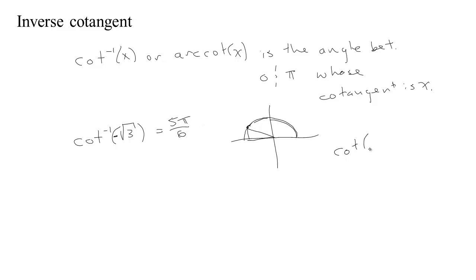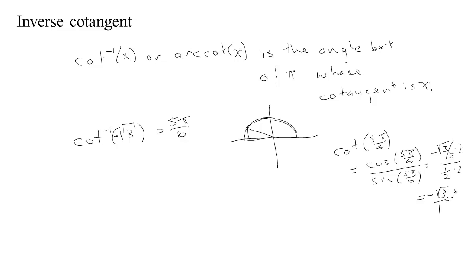Because the cotangent of 5pi/6 is equal to the cosine of 5pi/6 all over the sine of 5pi/6. And we know that the cosine of 5pi/6 is -√3 over 2, and the sine of 5pi/6 is 1/2. If you multiply this fraction top and bottom by 2, you get -√3 over 1, or just -√3. So this is the angle. It's the only one between 0 and pi whose cotangent is -√3, and so the cotangent inverse must be 5pi/6.